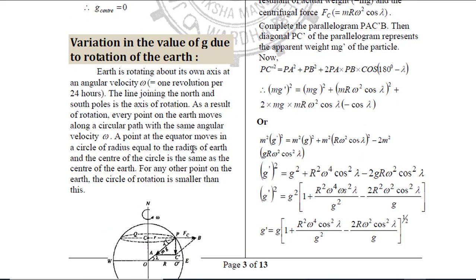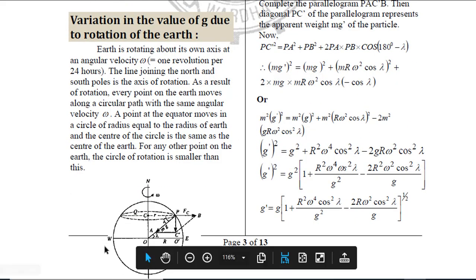So again, we have variation with the rotation of the Earth. We know the Earth is rotating. It is revolving around the Sun, and it is rotating about its own axis.